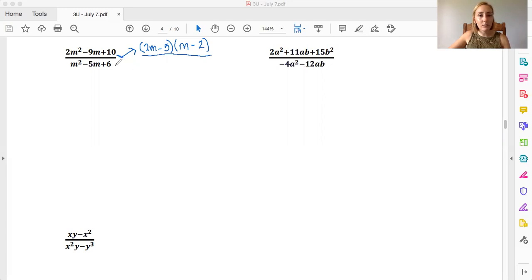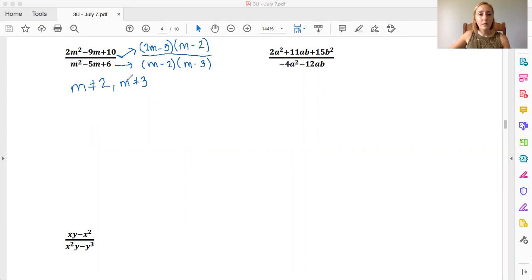And then our denominator here is a simple trinomial. So two numbers that multiply to give you 6 and add up to give you -5. That would be -2 and -3. Okay, so our next step is to state the restrictions. So m cannot be equal to 2 and m cannot be equal to 3.